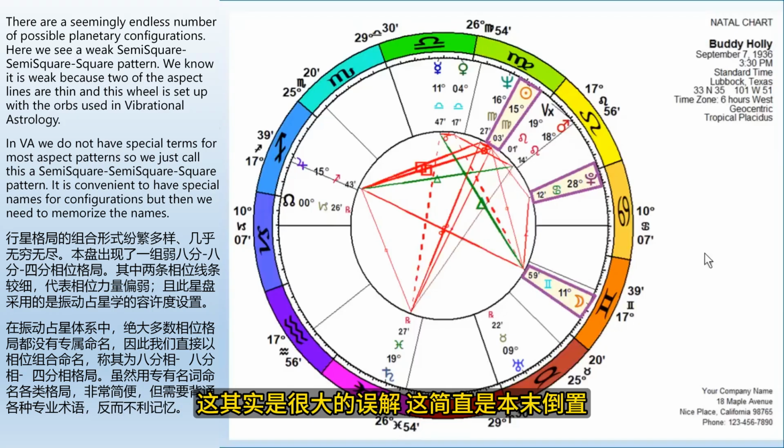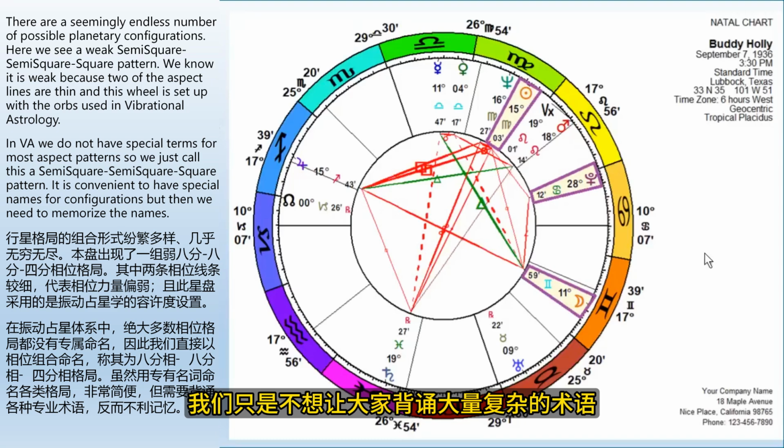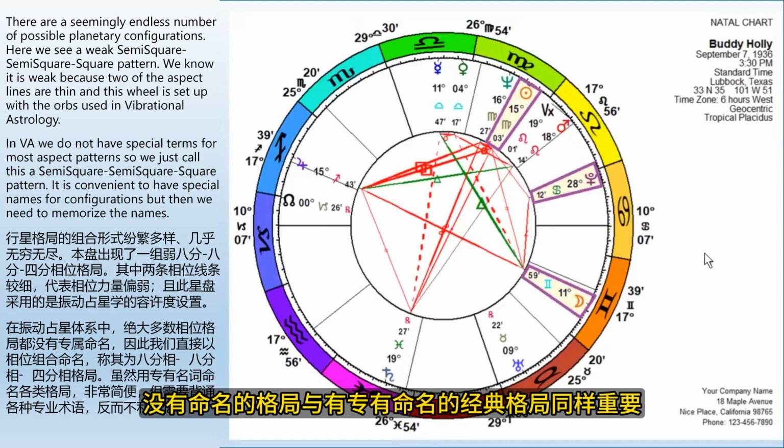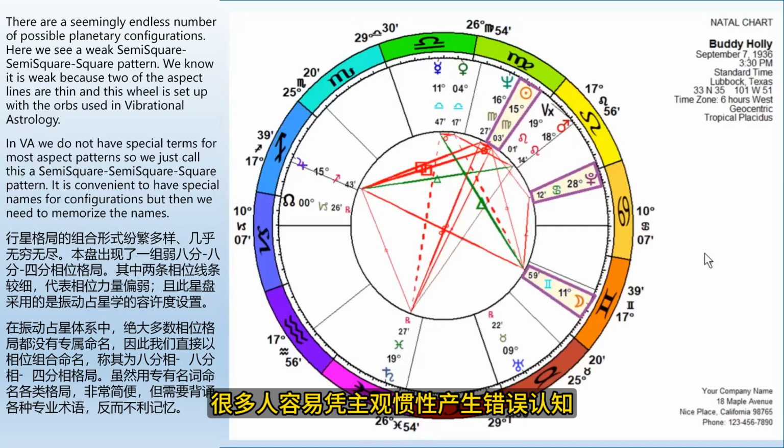Yeah, the cart is leading the horse here. The fact we don't have a label for it doesn't mean it's not important. It just means we don't want to burden you with a lot of terminology. So the fact we don't give names to these doesn't mean they're not just as important as some other configuration that does have a name. So I want to emphasize that as well. There are all these subtle ways in which you can get an incorrect sense just by assuming certain things. We don't have a label for it because we don't want to burden you with labels. It's an extremely important configuration.